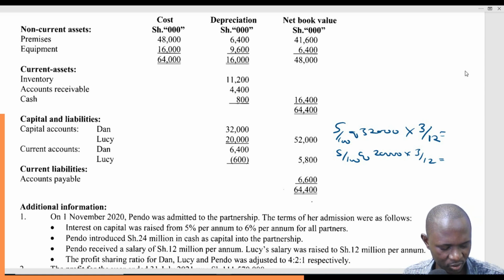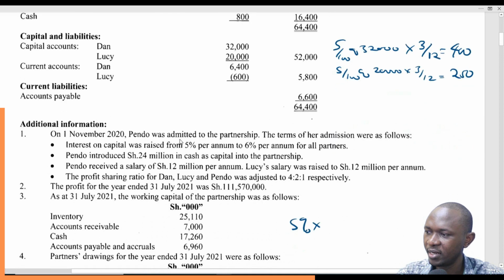0.05. Just use your calculator. 0.05 times 32,000 divided by 4. This gives us 400. So 400. And then for Lucy, we'll have 0.05 times 20,000 divided by 4. That gives us 250. So Lucy is 250 and Dan is 400.